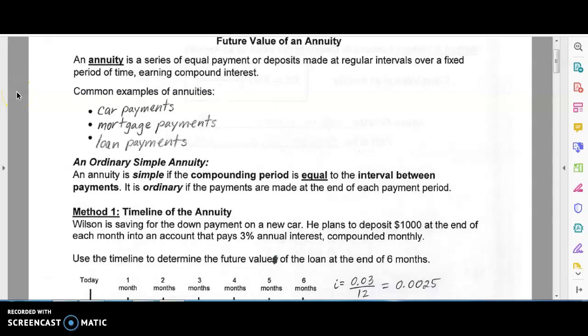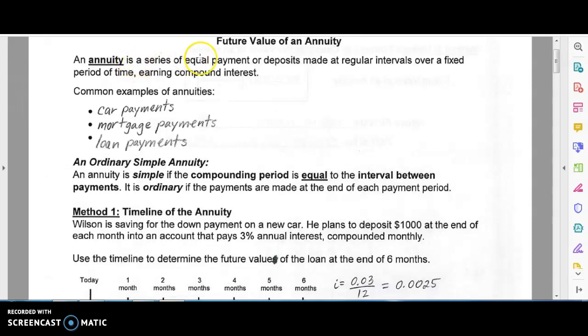Okay, guys, so continuing on today with the next lesson of our financial math unit, we're going to be looking at something called annuities, and in particular, the future value of an annuity. So before I get into any of the questions, let's first define what an annuity is, because more than likely you probably have not heard that term before.